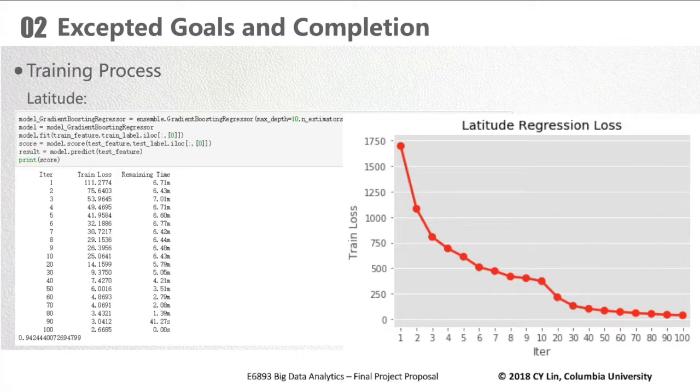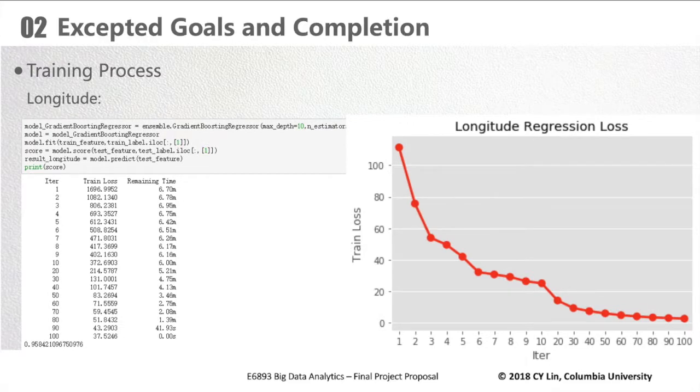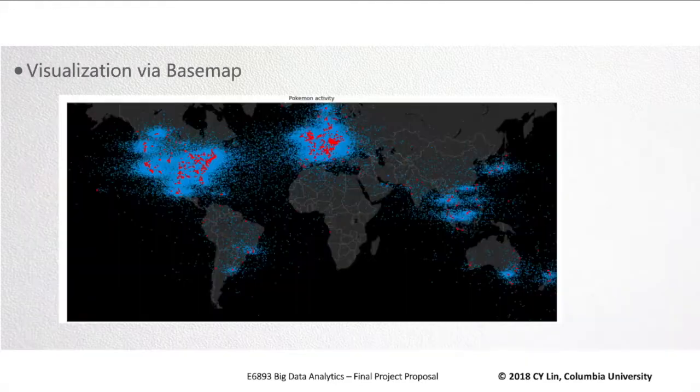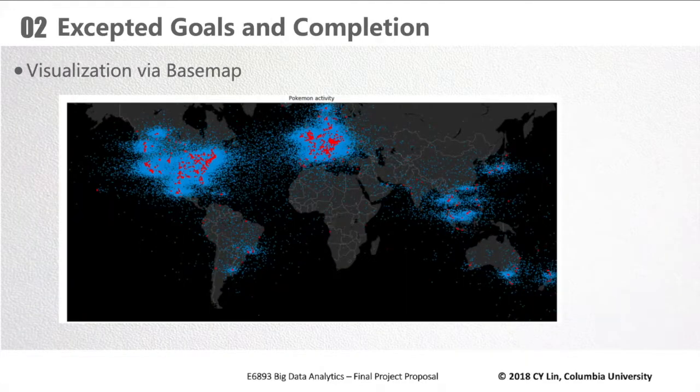Here the score is the coefficient of determination, and we use it to evaluate our training performance. The score we got on latitude is 0.94, and the score on longitude is 0.95. We then use Basemap to visualize the test results. The red area is the test label, and the blue area is the result we predict. Since the latitudes and longitudes in test data are close, it seems that the red area is more concentrated, but actually the results we predict and the test label have the same size.